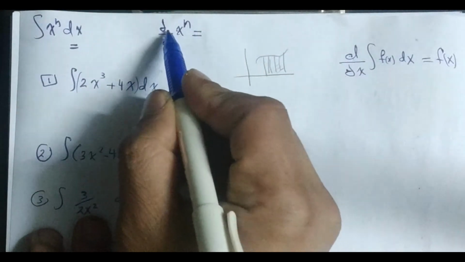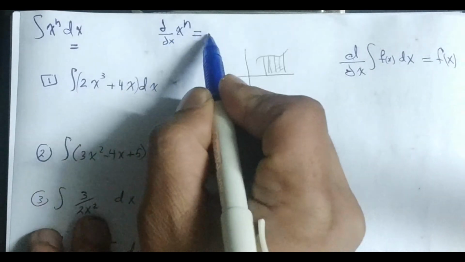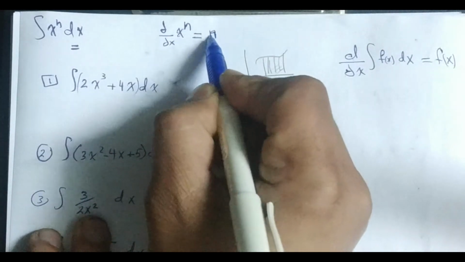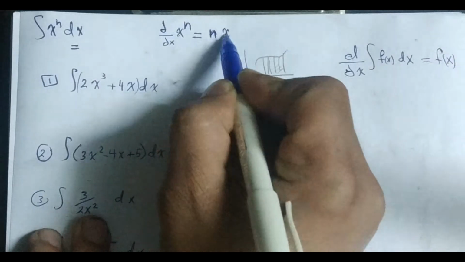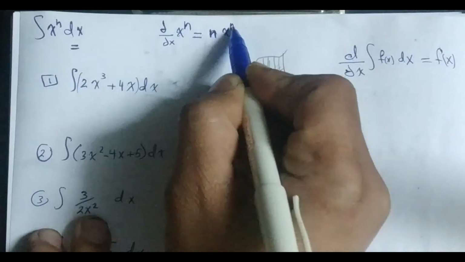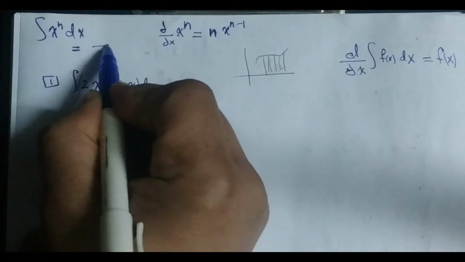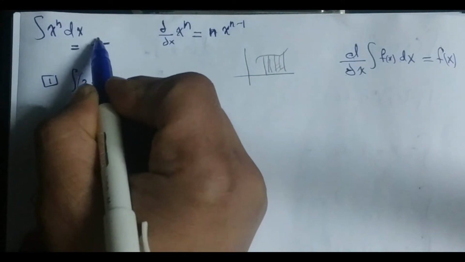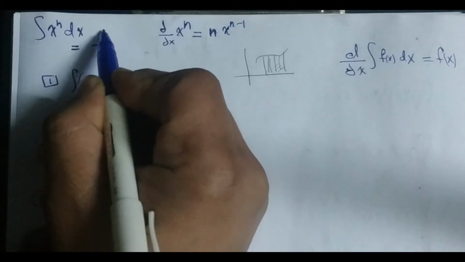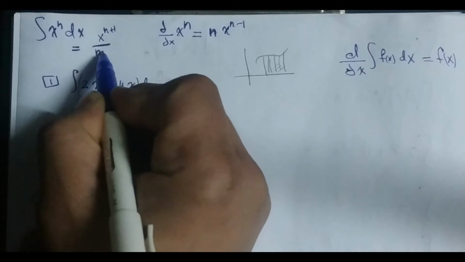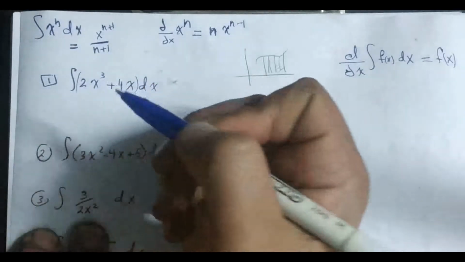When we take d by dx of x to the n, we put down the power and subtract 1 from the power. So when we integrate, we just do the opposite: for x to the n, add 1 to the power and divide by the new power.